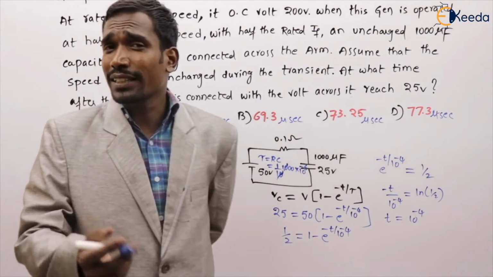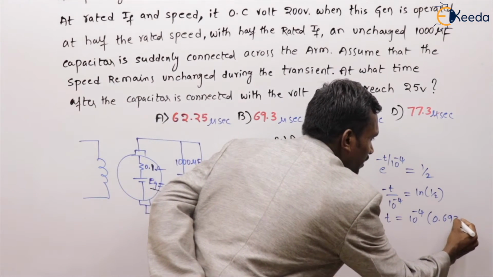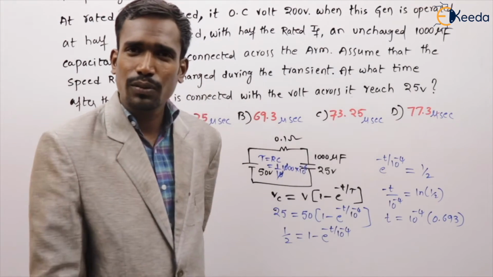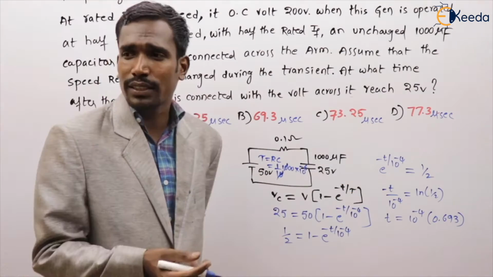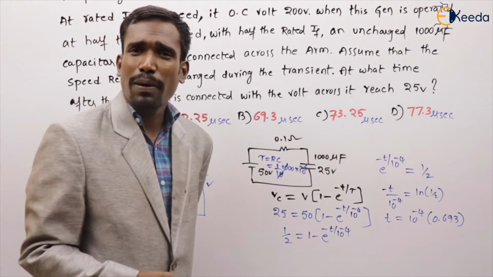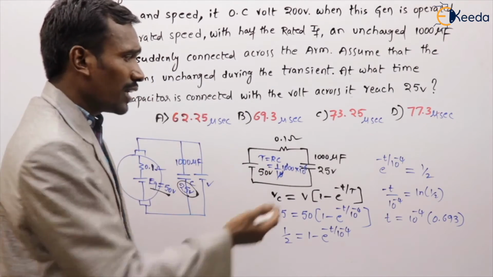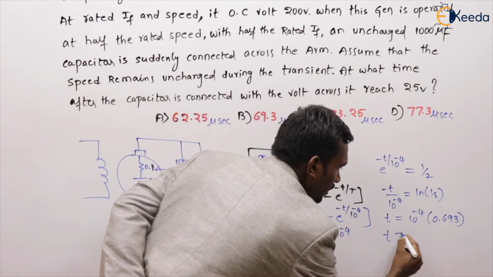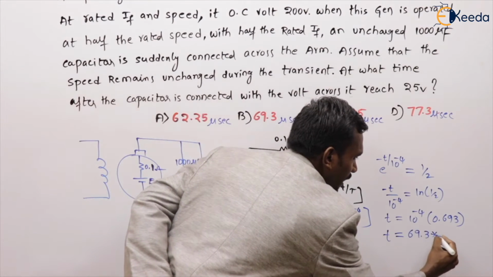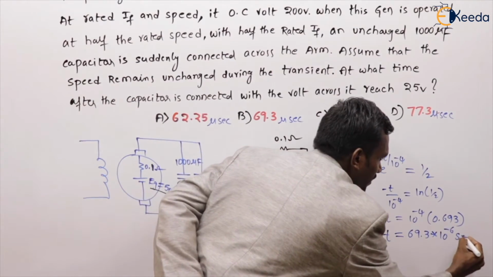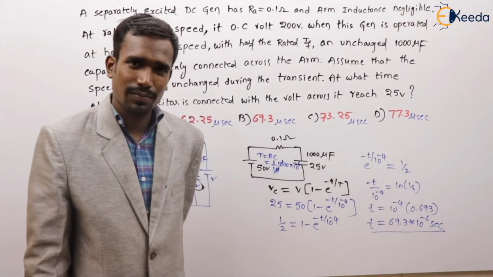What is the value of ln of 2? Generally, the ln of 2 value is 0.693. Right? Now tell me what is t? T is equal to 0.693, which can be written as 69.3 into 10 to the power of minus 6 seconds. Yes or no?